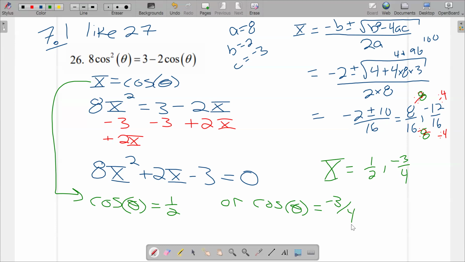And I want to double check, where are they looking for solutions? Is it all possible solutions, or is it just on the interval of 0 to 2 pi? 0 to 2 pi. Okay, so theta is in the interval 0 to 2 pi. Good. So then I just have to look at the unit circle and see where these lead me.